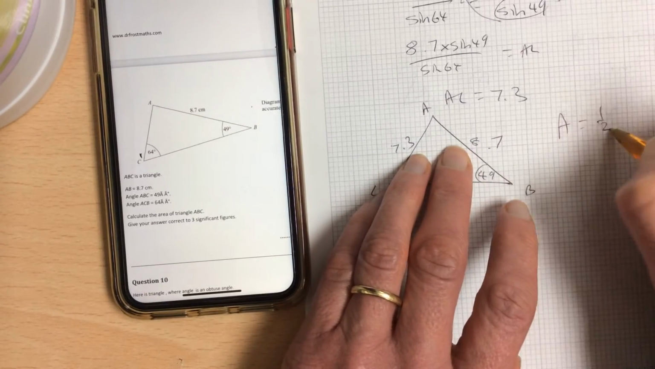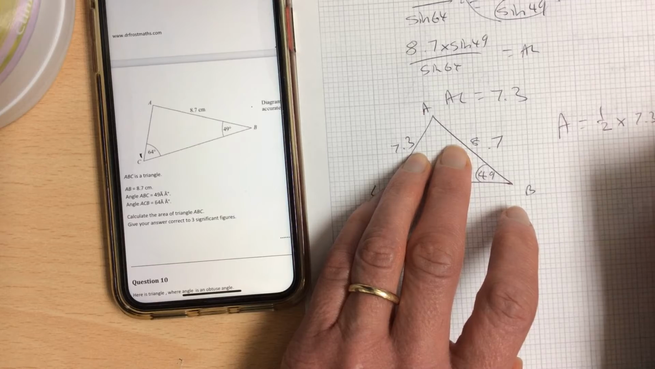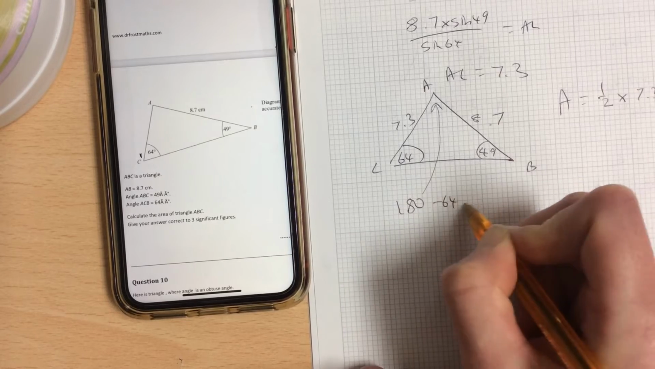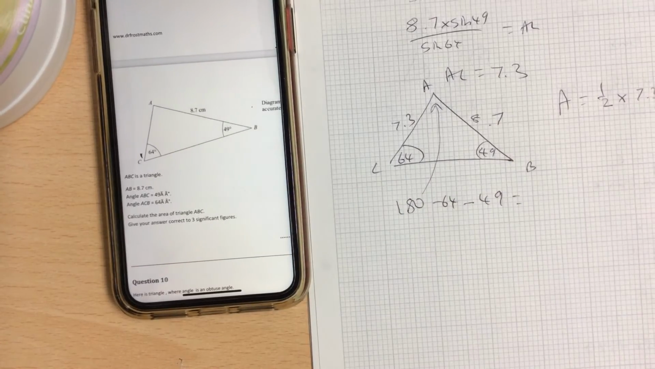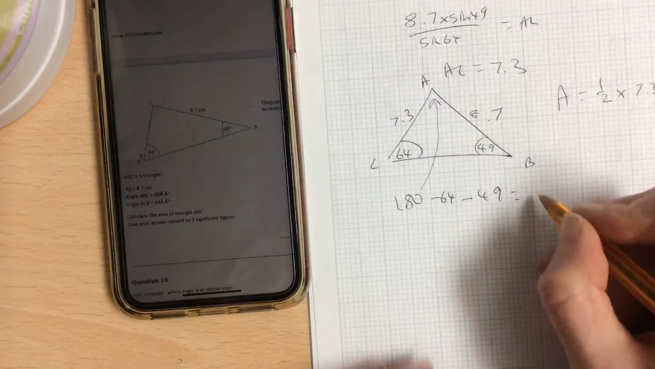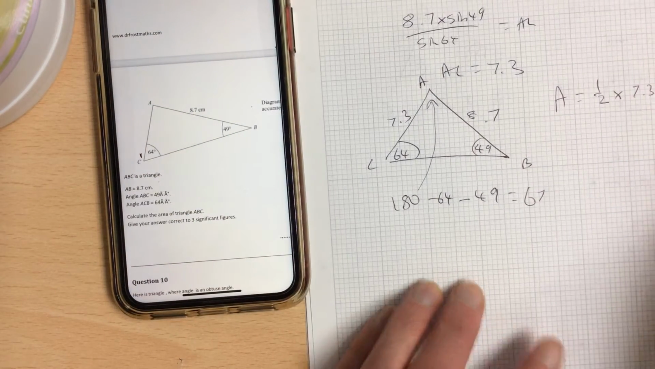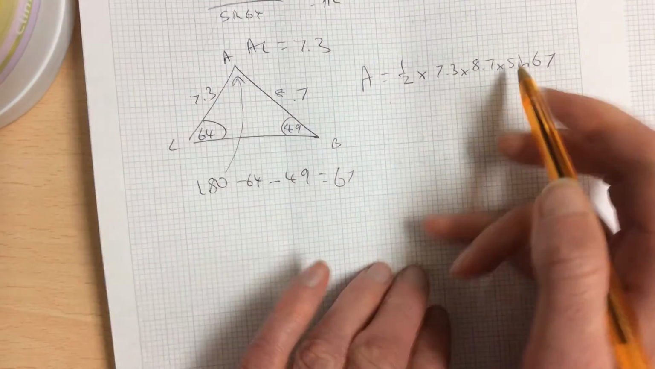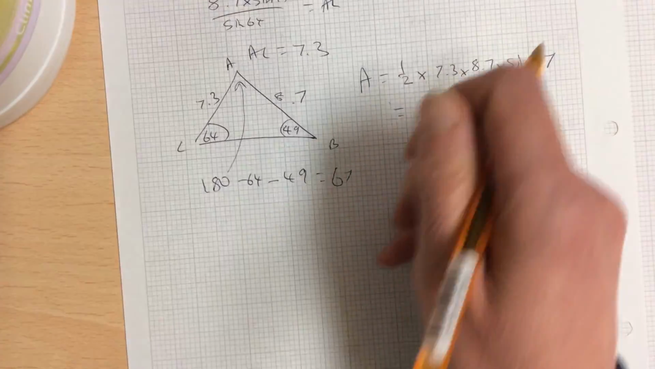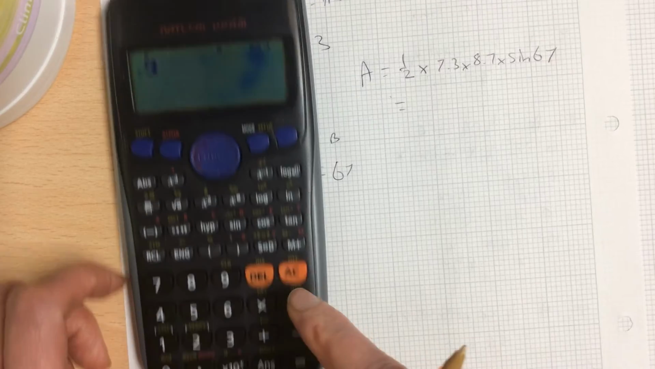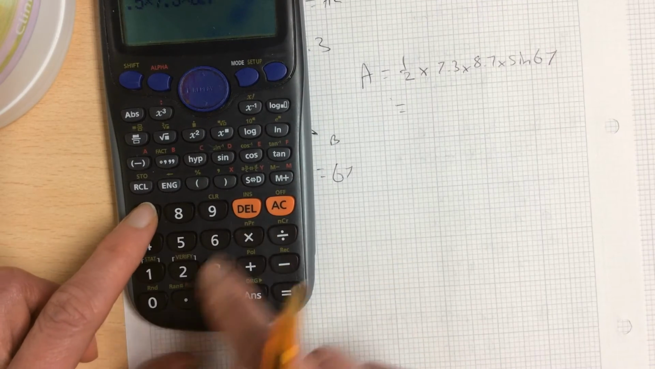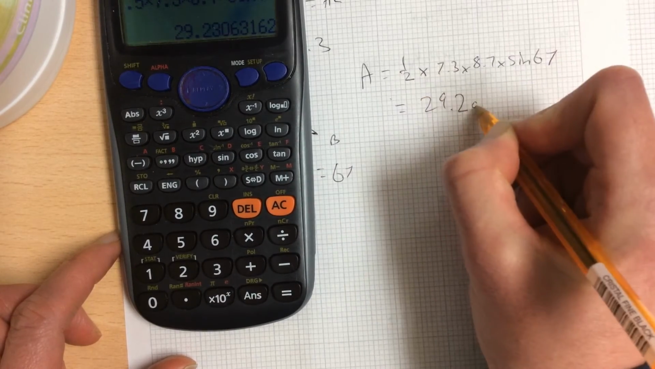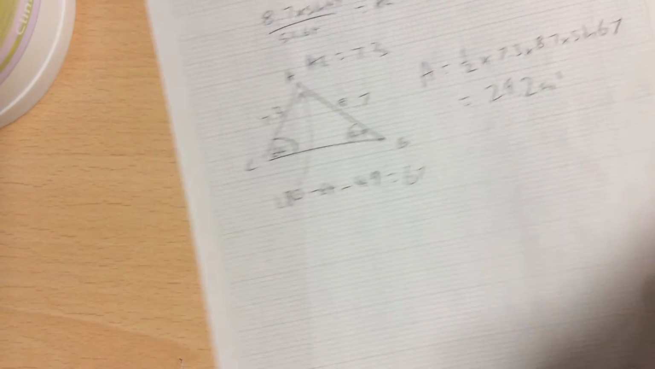So the area, it's a half the two sides times sine this angle in between them. So I need to work this out. 180 minus 64 minus 49. So 180 minus 64 minus 49 gives me 67. So that's my angle. Oops, off the screen there. So it's a half the two sides times sine the angle between them. And let's hope this works out in the calculator. So 0.5 times 7.3 times 8.7 times sine 67 gives you 29.2 centimetres squared. That's quite a good question, actually.